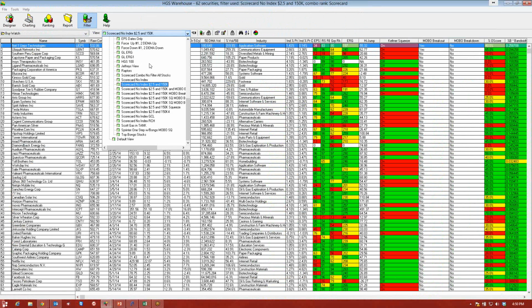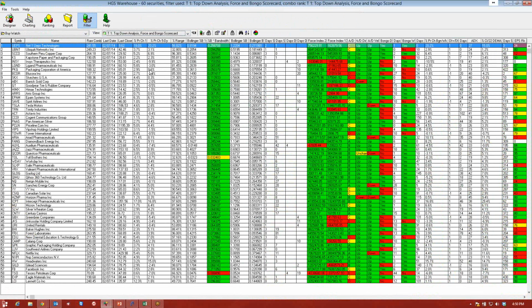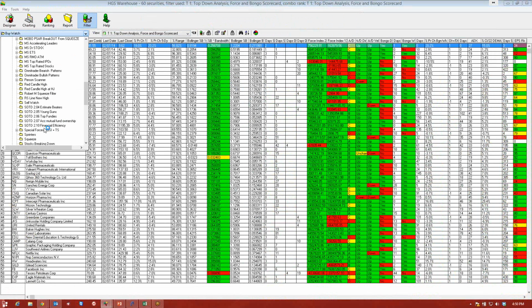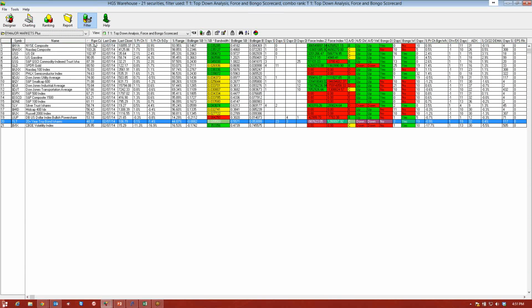We go to a T1, top-down analysis force and bongo scorecard. And what T1 does, it looks at more than just the last couple of days. It looks at 1 day, 5 days. It's all price and volume. It's got some force indexes in it. It's heavier weighted towards right now than 2 or 3 weeks ago, but it's not just a 1 day performance metric. And let me apply it to Major Markets Plus, and we could see that using this combo rank, the strength flip-flopped from last week.